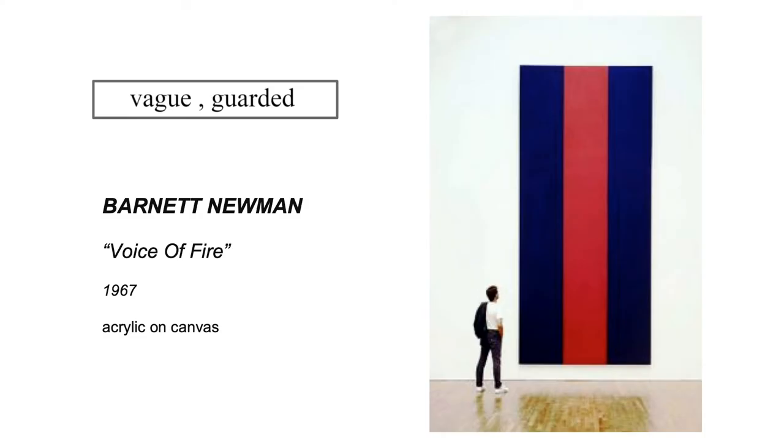Now that we all have a base understanding of what I'm talking about, here are examples of works that are in the extremes of each quadrant. So first is vague, guarded. This is the classic image a lot of people think of when they think of modern art. It's also a type of art that makes a lot of people mad. The painting is minimal and doesn't suggest a specific or nameable subject.